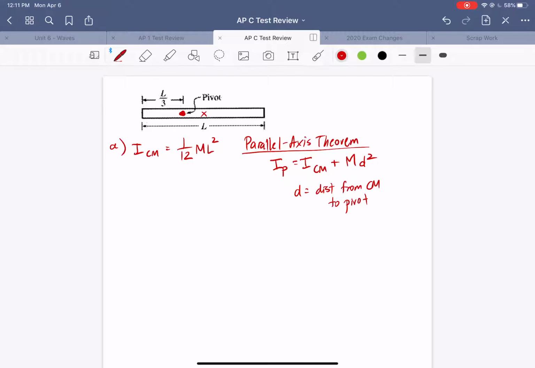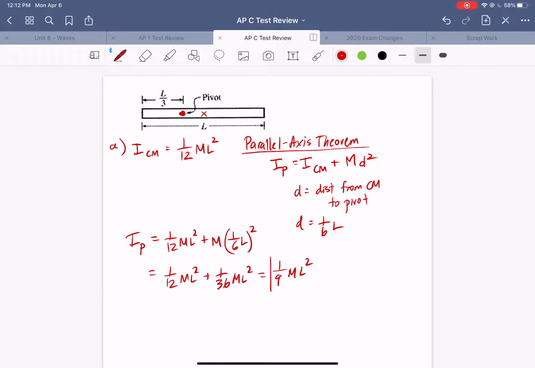In this case, d would appear to be 1/6 the length of the rod. So that means our moment of inertia is going to be 1/12 mL squared plus m times (1/6 L) squared. So this is 1/12 mL squared plus 1/36 mL squared, which is 4/36, which is 1/9 mL squared. All right, so that's our answer to part A. This is 4 points, by the way. Most of the value of this question comes in part B.